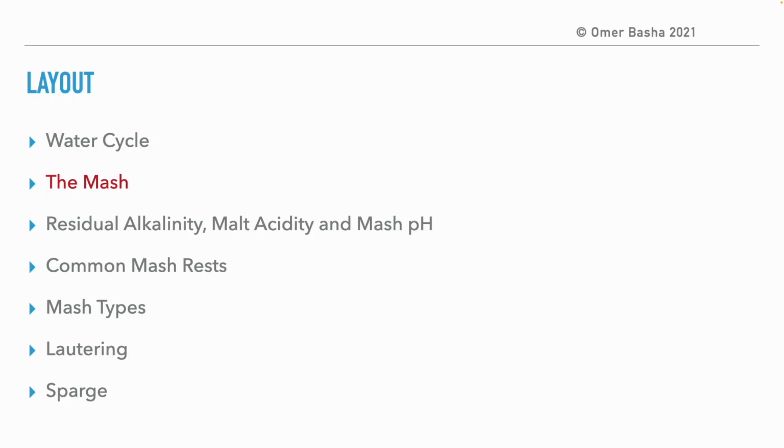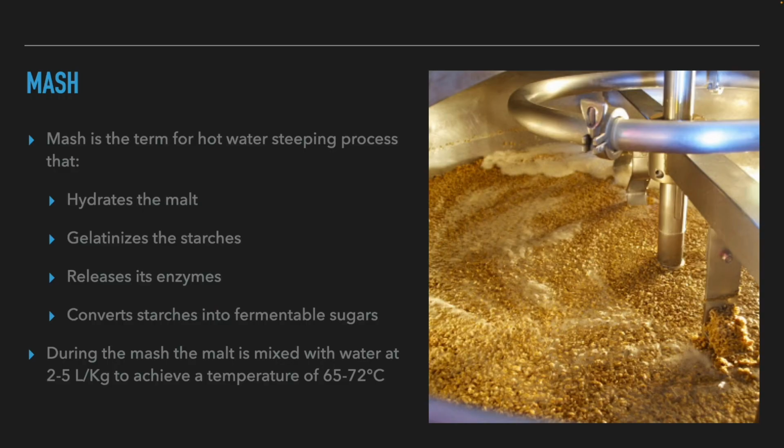After we talked about the water cycle and a few basic terms, it's time to move on to talk about the mash process. The mash is a term for hot water steeping process. The mash rehydrates the dry malt, gelatinizes the starches and makes them water soluble, releases the enzymes from the malt, and converts starches into fermentable sugars.